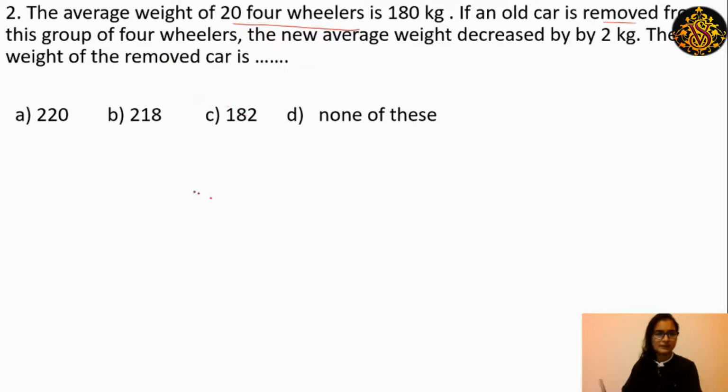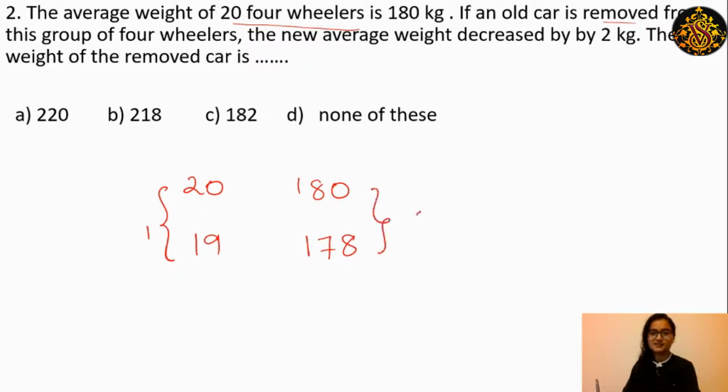Here we have the average weight of 20 four-wheelers is 180 kg. If an old car is removed from these 20 four-wheelers, it will be 19. And here the new average weight decreased by 2 kg, then it will be 178, right? Here the difference is 1 and here the difference is 2.